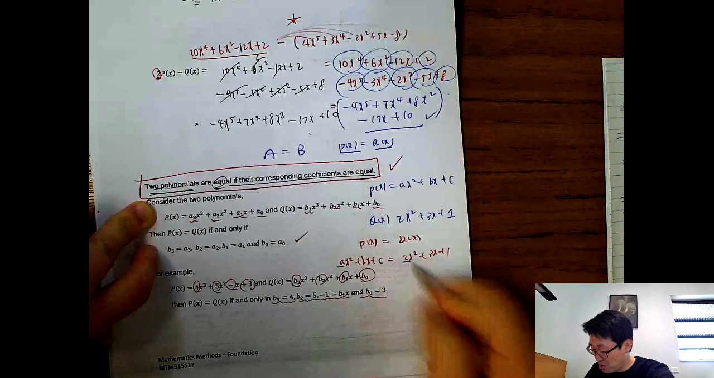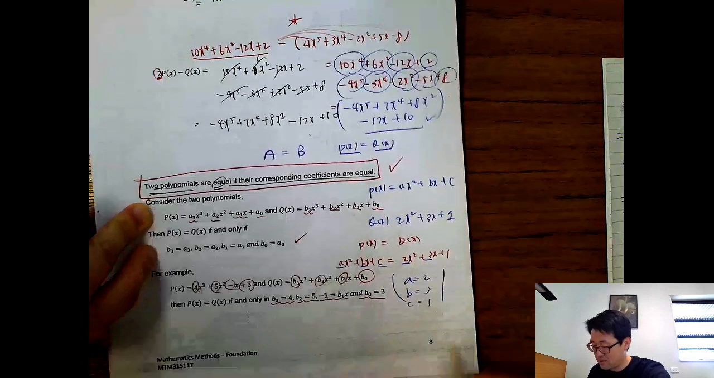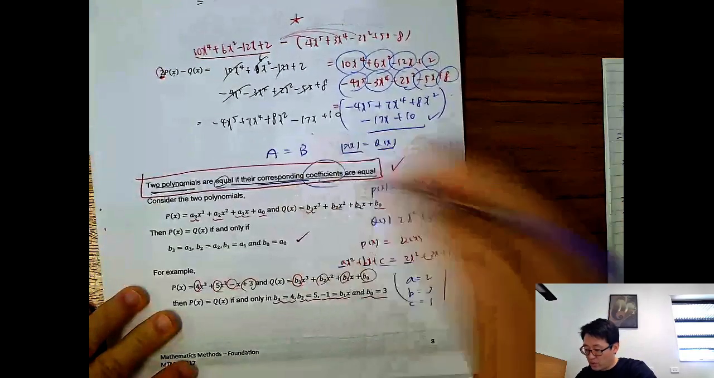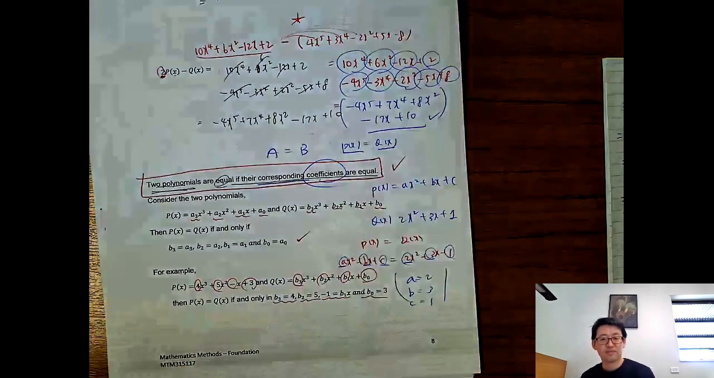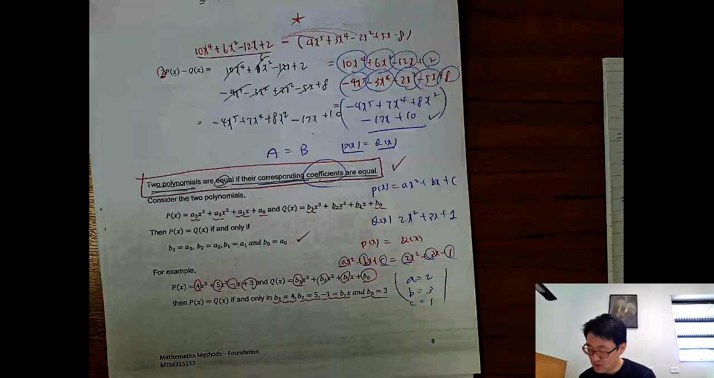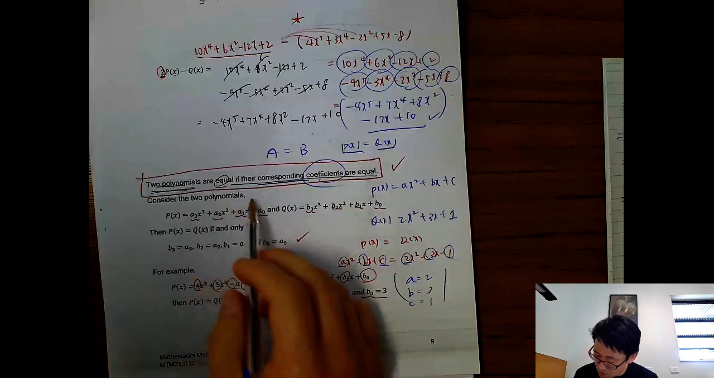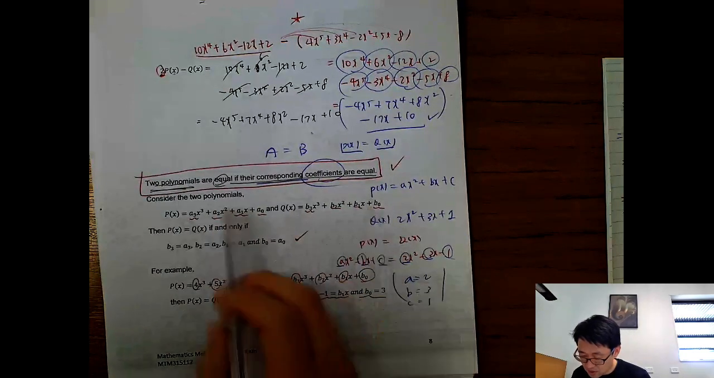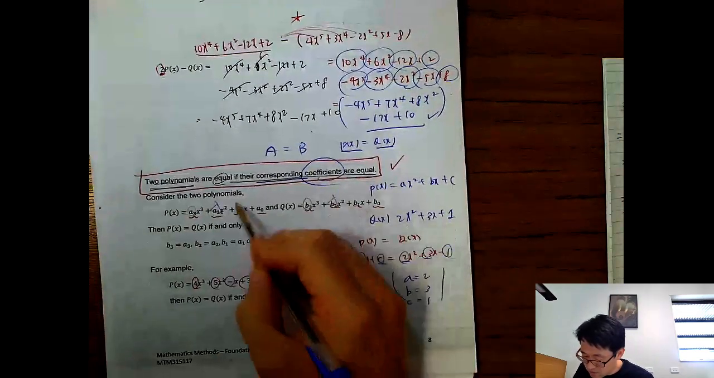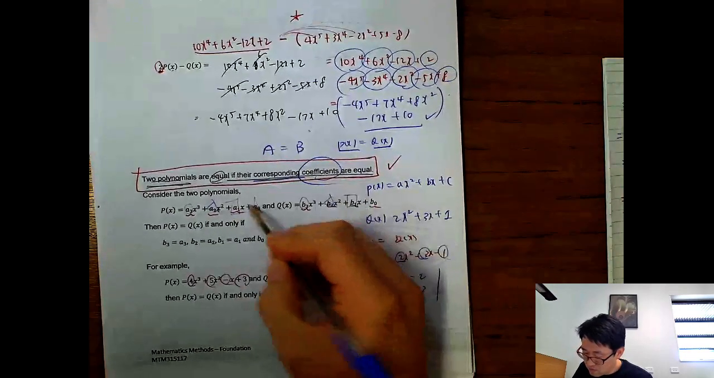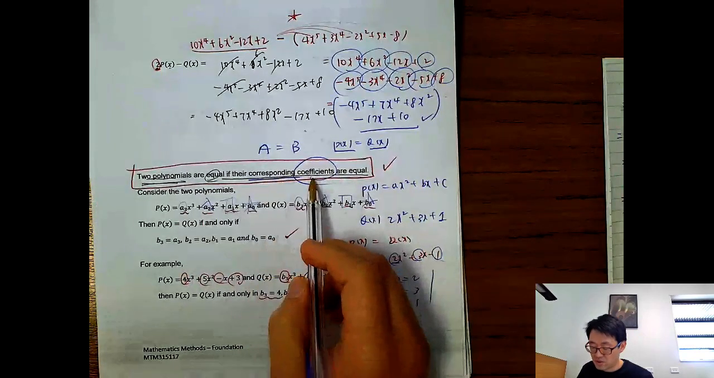Therefore, a is what? 2. A equals 2, b is 3, c is 1. The corresponding coefficients are equal. Sounds good? Yep, well, you use it a lot though, yeah? It makes sense. Consider two polynomials, px and qx. Therefore, they are the same, isn't it? Because they are corresponding coefficients.